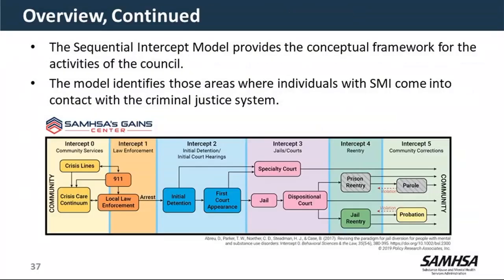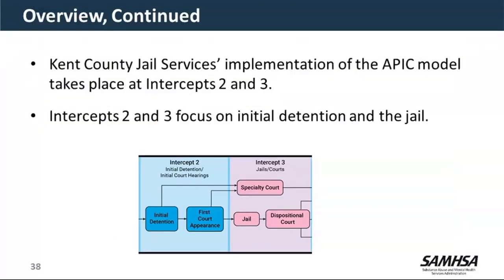As Travis already walked you through, the sequential intercept model is what we use to guide where services are and how they're implemented. When it comes to the Kent County project, we are really focusing on intercepts 2 and 3, and I should say also 4, because there is a reentry component to that. I'll explain that later on in the presentation.